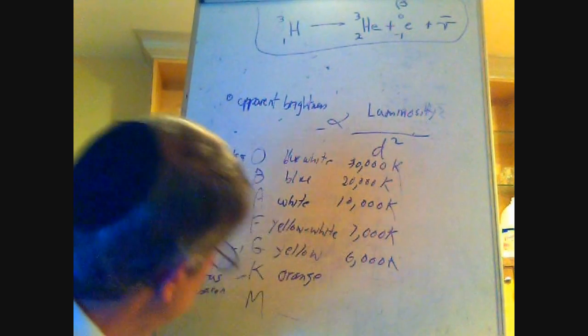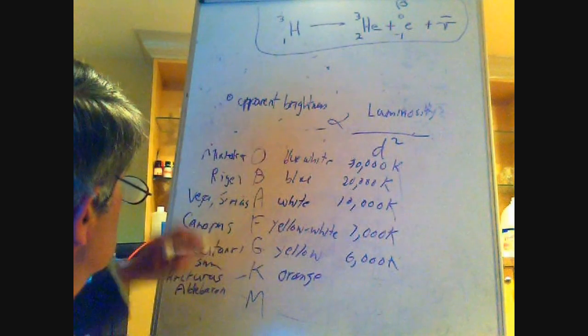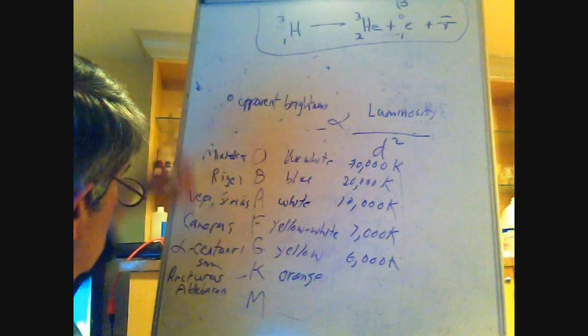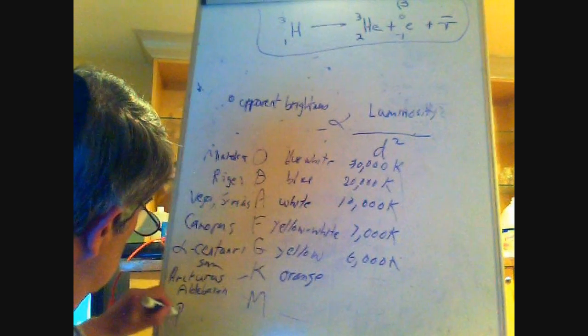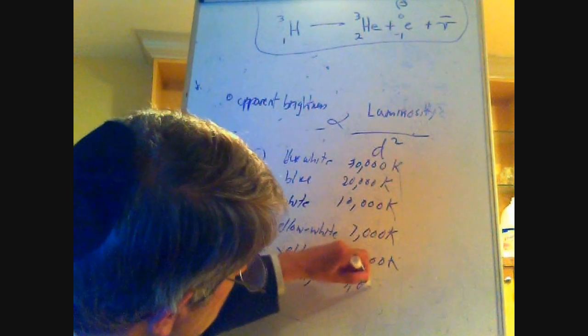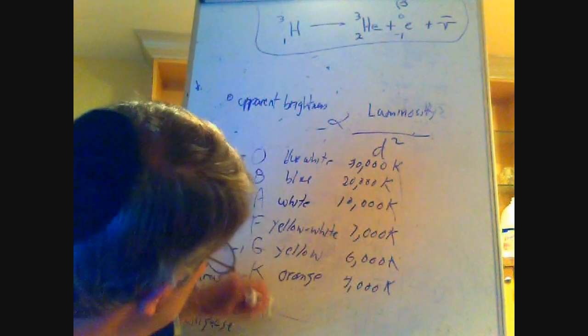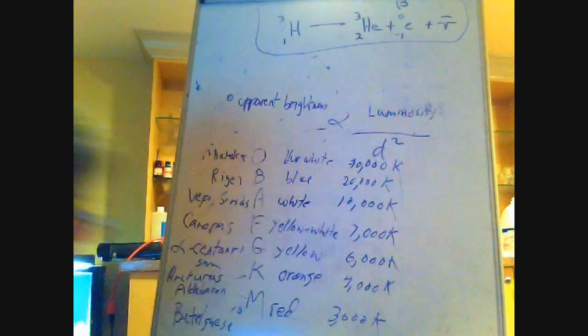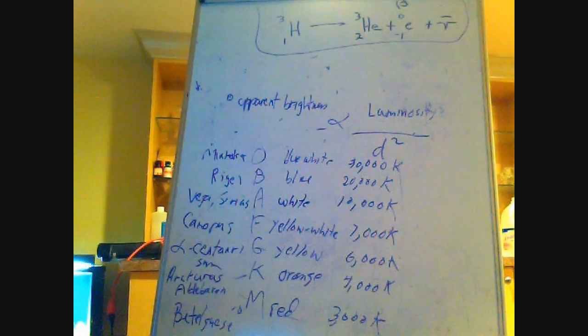Finally, an example of a red star, Betelgeuse. This was Rigel here. Betelgeuse is over here. This star is Betelgeuse in the constellation Orion. Temperature of the orange star, which is 4,000 Kelvin, and a red star, which is 3,000 Kelvin. So considerably cooler surface temperature on Betelgeuse.